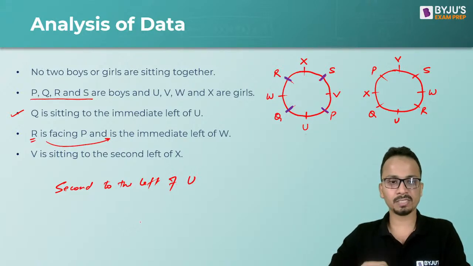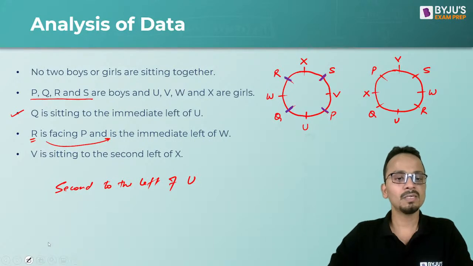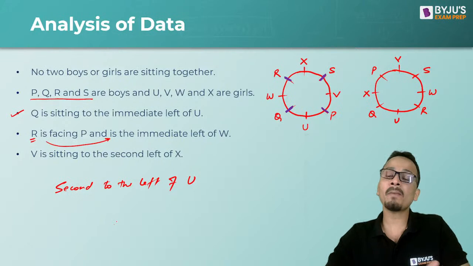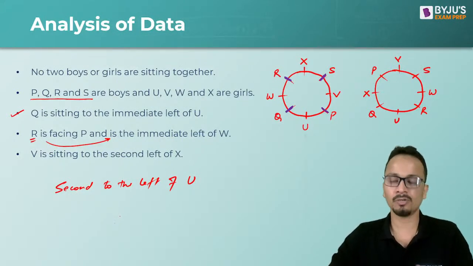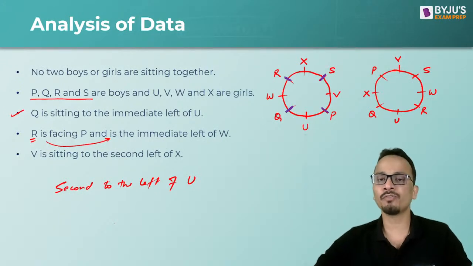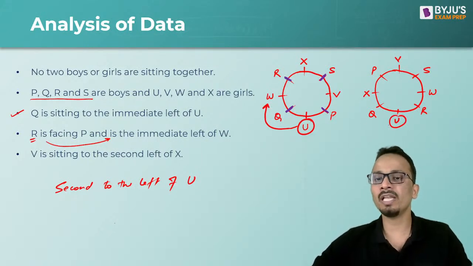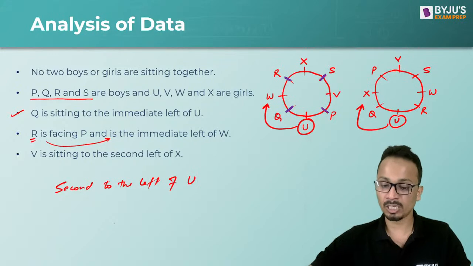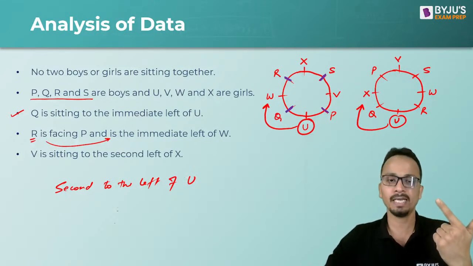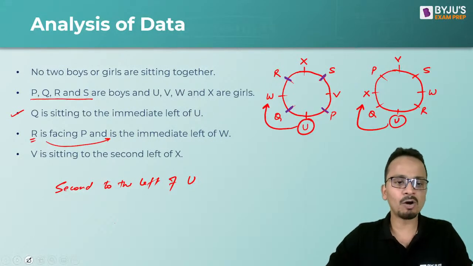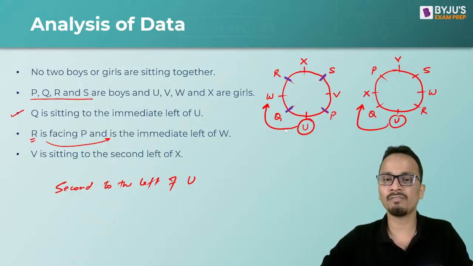All right, great. So now for this, there can be two different possibilities. We have seen two different arrangements. So there may be two different possibilities. There may be a unique answer. There may not be a unique answer. Okay. So second to the left of U. Now U is sitting here. Second to the left of U in the first case is W. Second to the left of U in the second case is X. So there may be two possibilities that may arise. It may be W or it may be X. All right. So this is how they can ask you different questions.